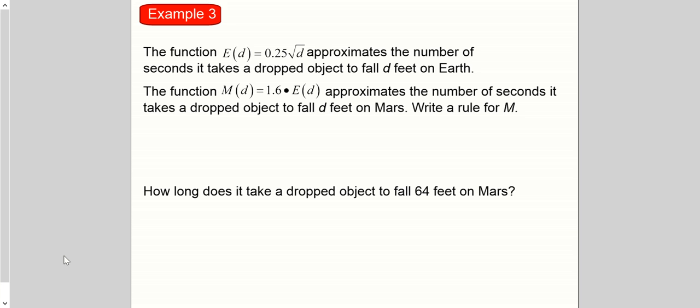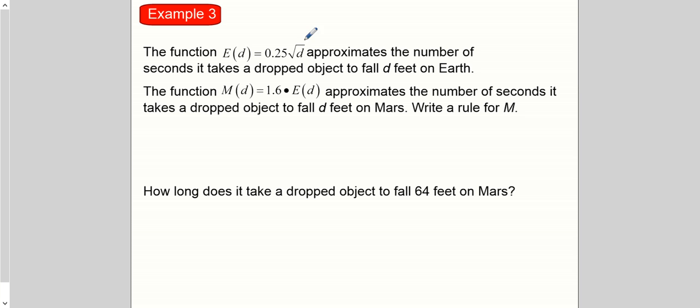Example 3, the function e of d equals 0.25 times the square root of d approximates the number of seconds it takes a dropped object to fall d feet on Earth. The function m of d approximates the number of seconds it takes a dropped object to fall d feet on Mars. Write a rule for m.